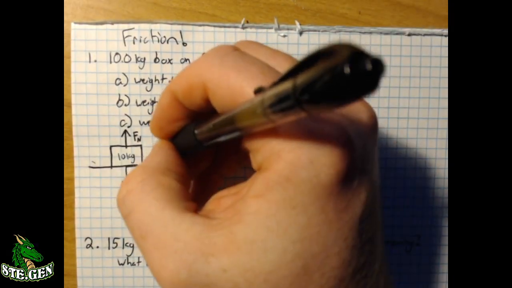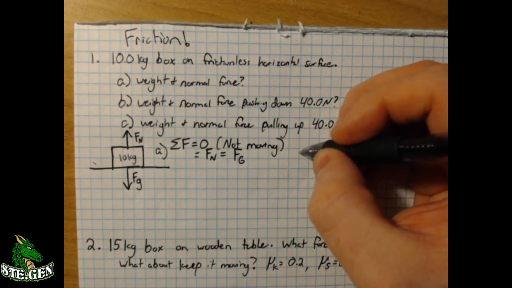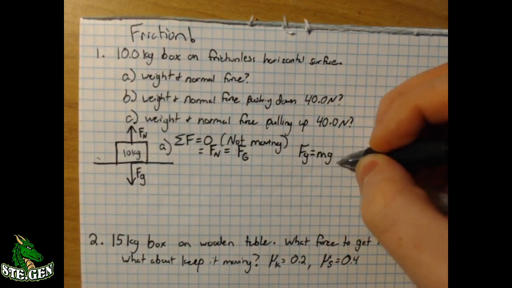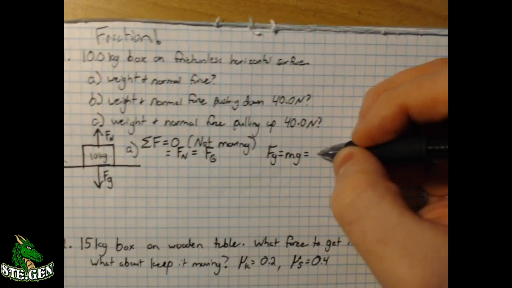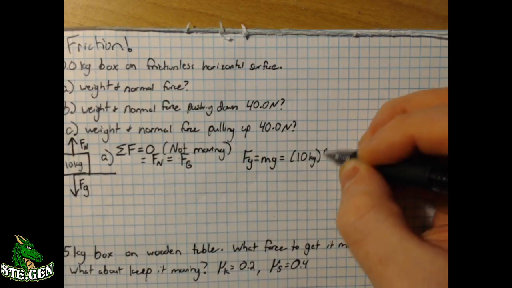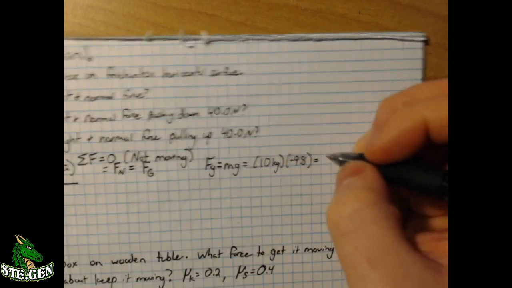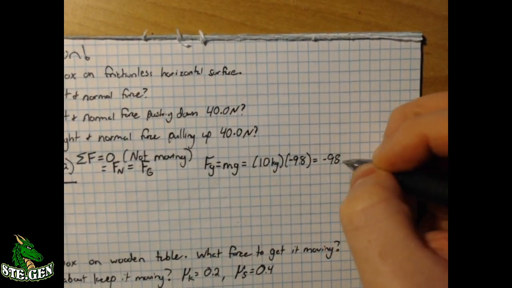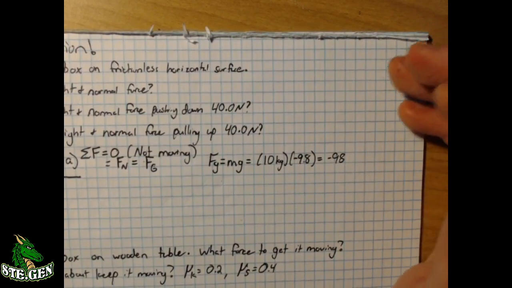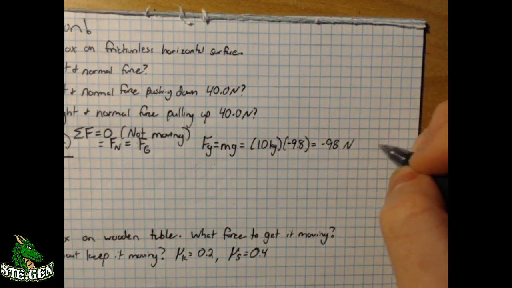So, and this is for example A. So for example A, we know that the force of gravity is equal to mass times gravity. In this case, our mass is 10 kilograms. And gravity is negative 9.8. So we've got negative 98. Which again, negative is not telling you that it's a less than 0 number. It's just telling you it's directed downwards. So it's negative 98 newtons.